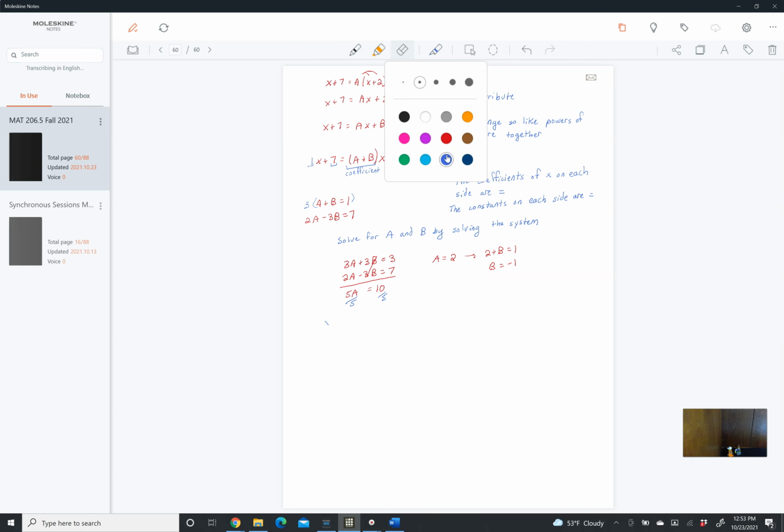So x plus 7 over x squared minus x minus 6 is equal to 2 over x minus 3 minus 1 over x plus 2. Okay, let's try another one.